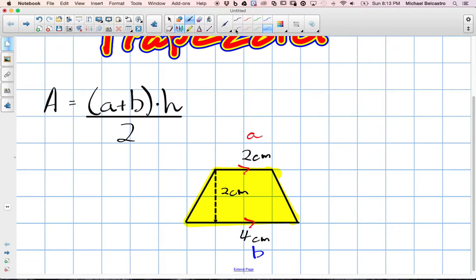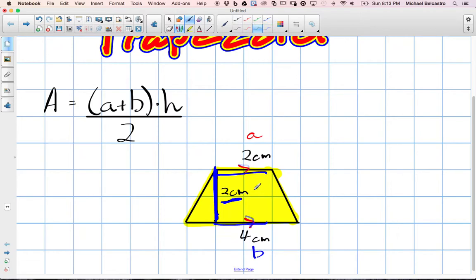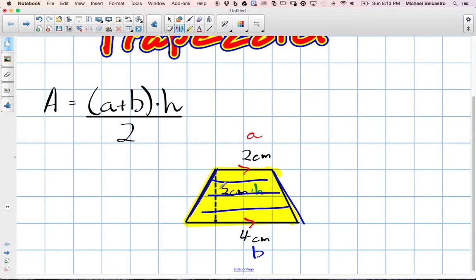H stands for the height, and the height is the straight line distance between the two parallel sides. So if these are the two parallel sides, the straight line distance is right here. It's 2 centimeters, so that will be our H value. And we know that the other distance couldn't be height, first of all because these two aren't parallel, but also because these distances continuously change. Our height essentially needs to be constant. So we've labeled our trapezoid here. Let's plug it in, and then let's talk about why this formula works.